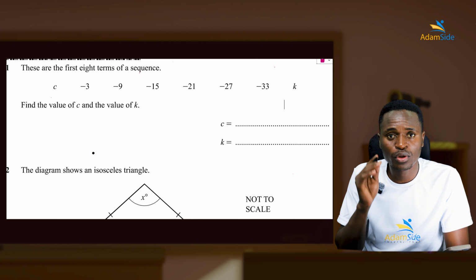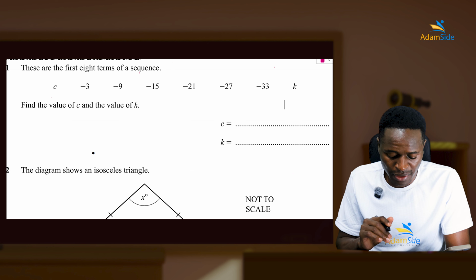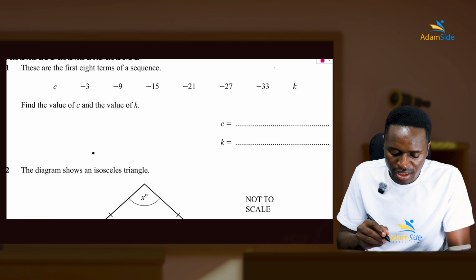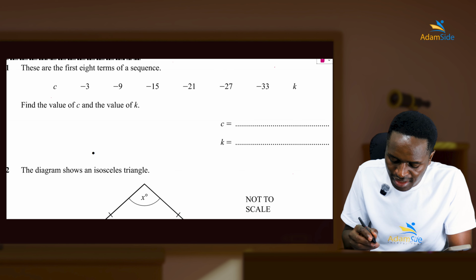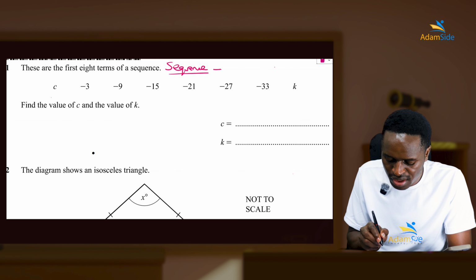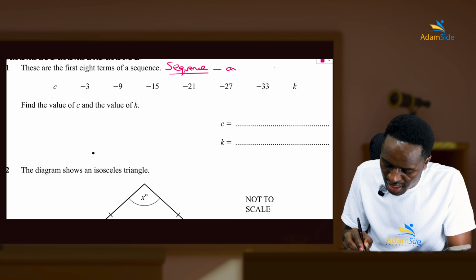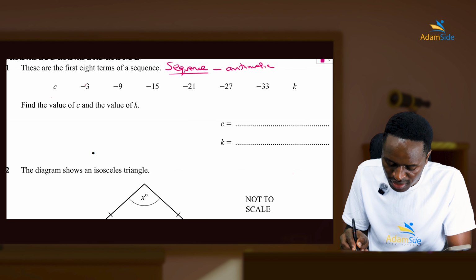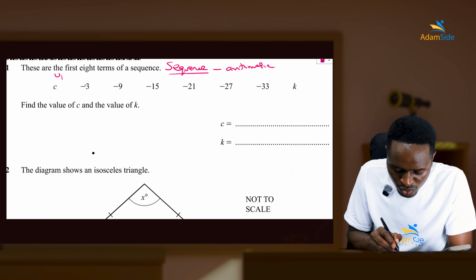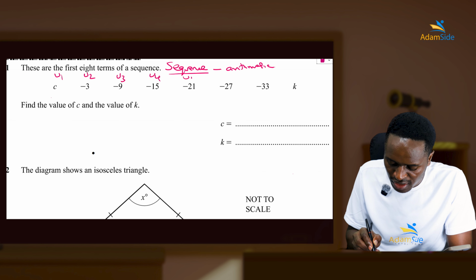I'm going to solve an IGCSE extended paper. I'm starting with question number 1. These are the first 8 terms of a sequence, so we automatically understand that it comes from the topic of sequences. And this is obviously not geometric, so this is arithmetic. It's arithmetic because we don't have a common ratio here. We have numbers listed: U1 first term, second term, U3, U4, and then U5.